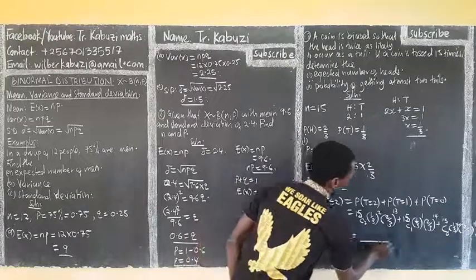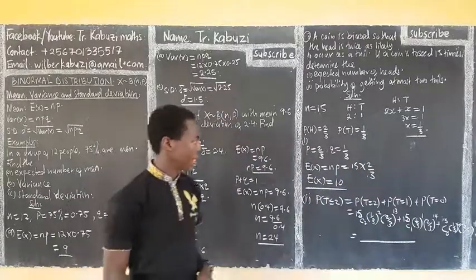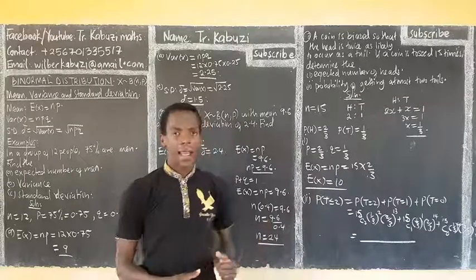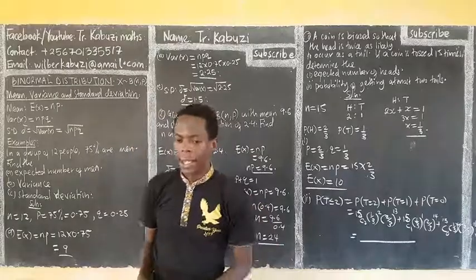I think you can easily get that as you press that on the calculator. So that's how we handle that. We are going to see now the mode of a binomial distribution. See you.